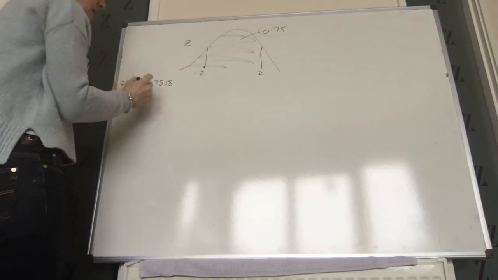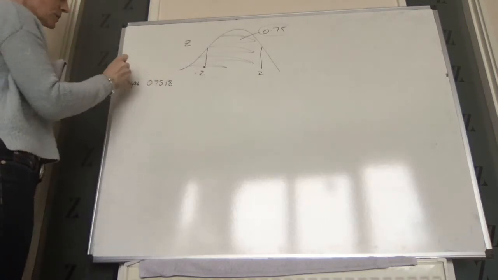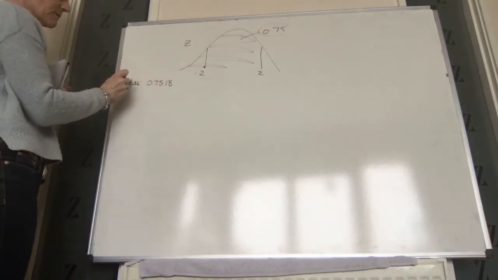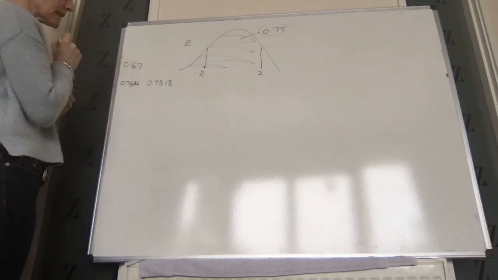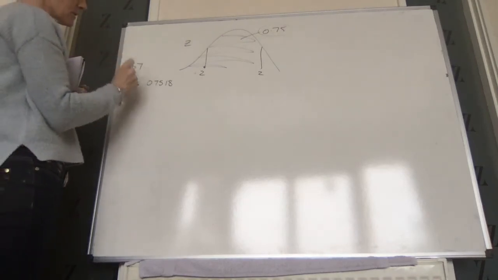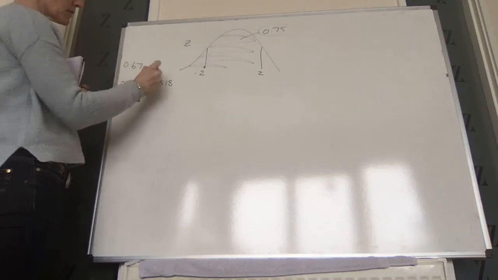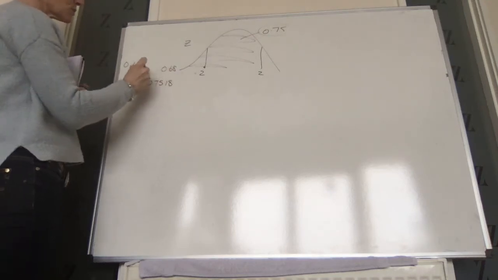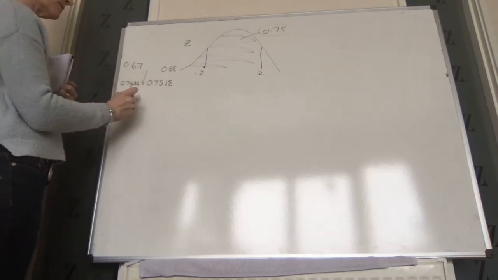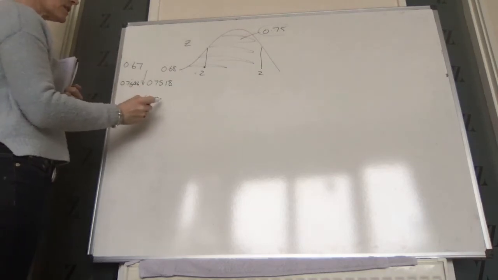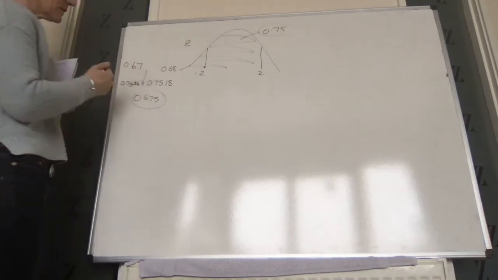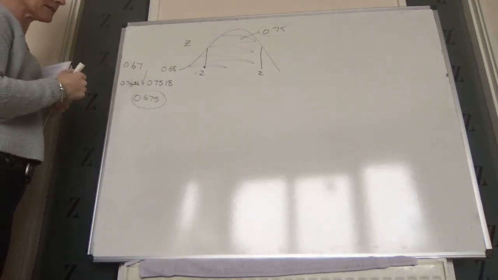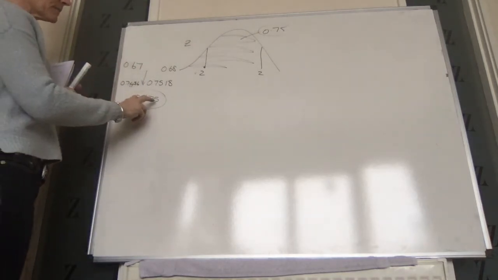0.7486. So the closest is this number. This is the closest to 0.75, and that corresponds to a Z score of 0.67. But what they did do in the marking scheme is say this would correspond to 0.68, so it's somewhere in the middle, so it's 0.675. So whether you use the Z value of 0.675 or 0.67 is not that important, okay? They give you both answers.